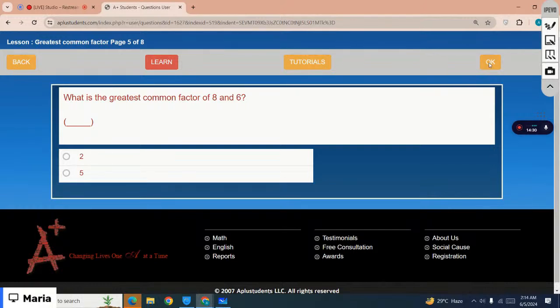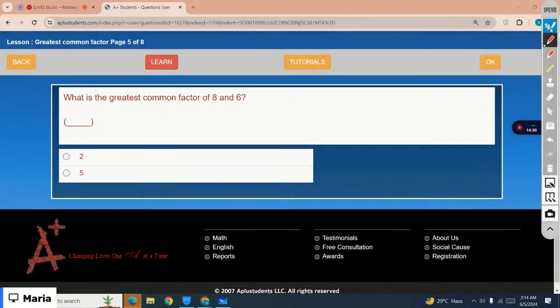We have to write down the factors of 8 and 6. Let's just write down the factors of 8 first, right? Factors are the numbers. For example, you have to make 8. Which two numbers when multiplied makes 8? 1 times 8 is 8, right? And 2 times 4 is 8. Do you have any other two numbers that when multiplied makes 8?